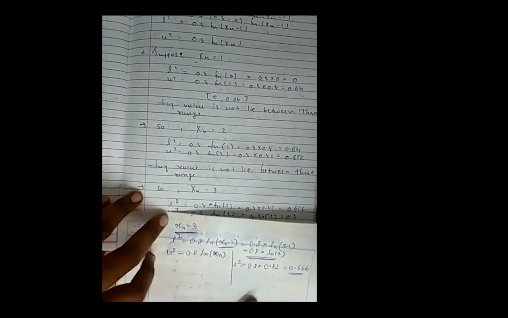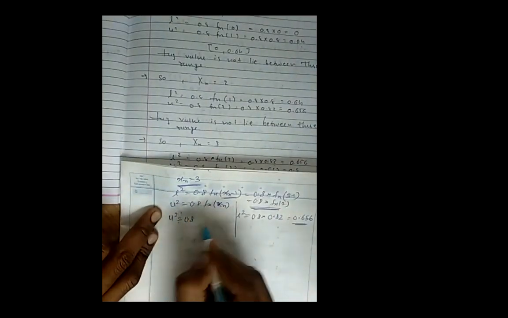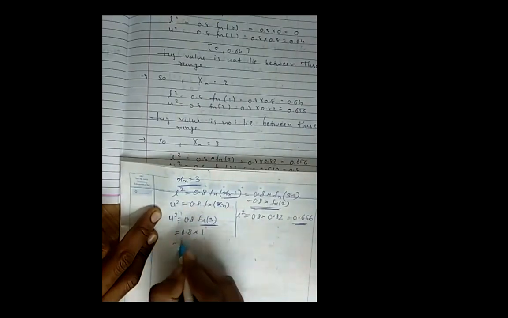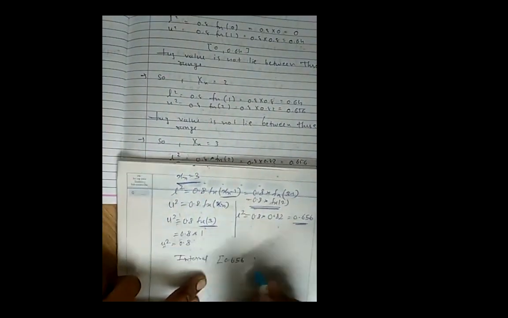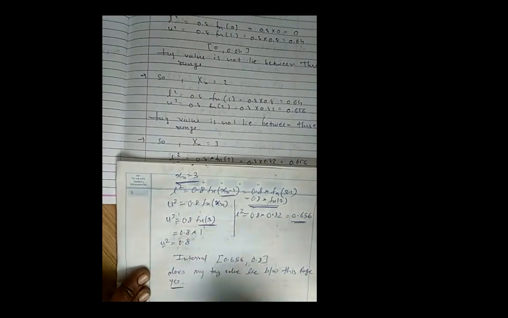Sorry, I worked this out in this way. And in the same way, if I figure out the value of U2, it will give me 0.8 into fx3. What is the value of fx of 3? 1. It will give me 0.8 of u2. So my interval will be 0.656 comma 0.8. So does my tag value lie between this range or interval? My answer is, I hope, yes.